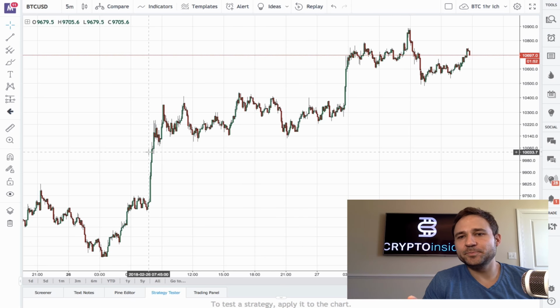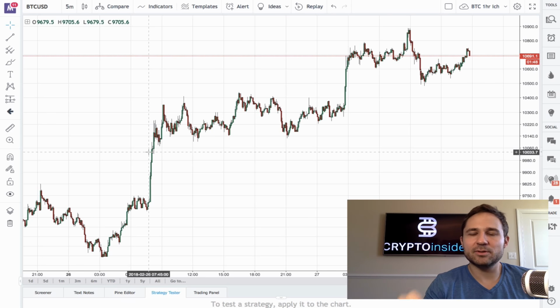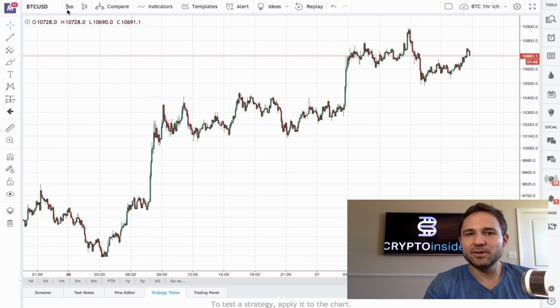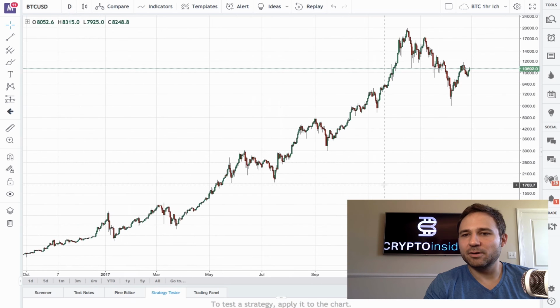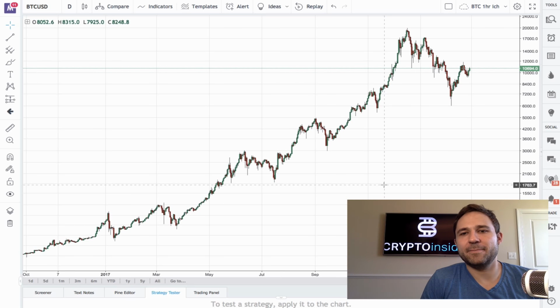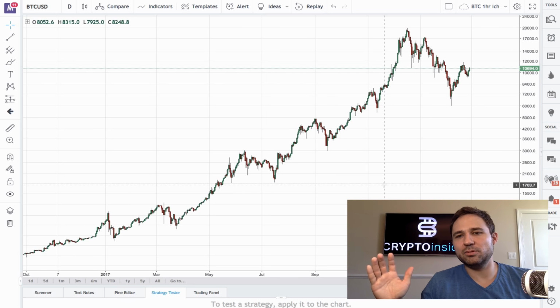So let's throw away this 5-minute chart here and let's zoom out. Let's get a bigger picture of Bitcoin. So let's zoom all the way out to the daily chart. All right. Now, if you look at it as a whole, we're obviously in a bull market.